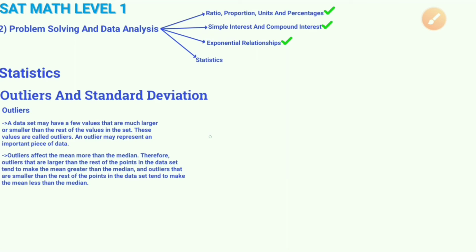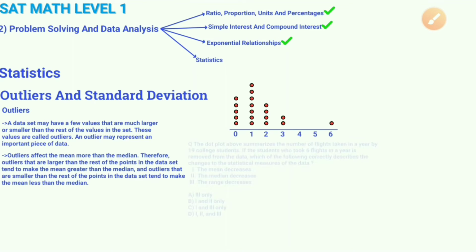Therefore, outliers that are larger than the rest of the points in the dataset tend to make the mean greater than the median, and outliers that are smaller than the rest of the points in the data set tend to make the mean less than the median. So outliers are a huge thing. It makes a huge difference when they are outliers. These are values that are different from the other values, much larger or smaller than the rest of the values in the set. Okay.